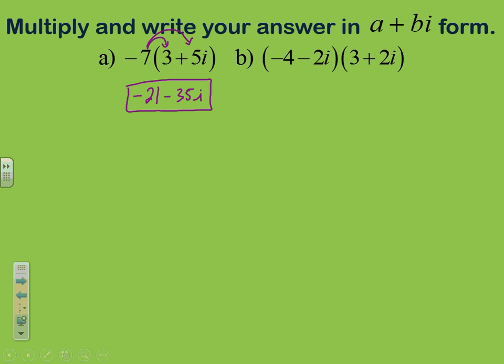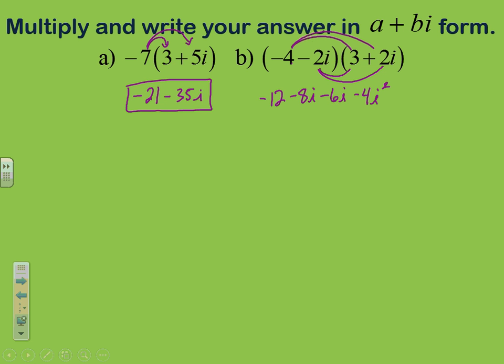That one's done. For example B, again, because they're not conjugate pairs, we have no choice but to fall back on our FOIL method. So negative 4 times a positive 3 gives me negative 12. The outer terms, negative 4 and the positive 2, give me negative 8i. The inner terms, negative 2 and the 3, give me negative 6i. And the last terms, negative 2 and the positive 2, give me negative 4i squared. We can't forget the i's are being multiplied as well.